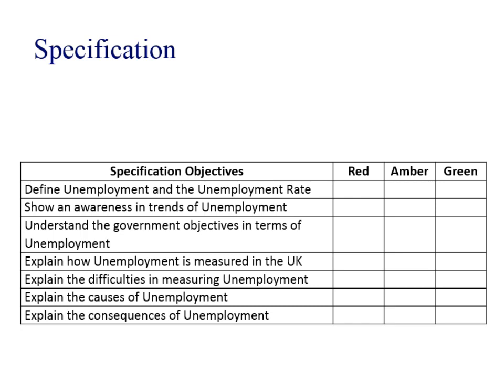We need to understand the government objective in terms of unemployment, explain how unemployment is measured and explain the difficulties in measuring unemployment, explain the causes of unemployment and the consequences of unemployment. There's also another specification objective, which is to evaluate the different kinds of macroeconomic policies or government policies for dealing with unemployment, so the benefits and problems of using fiscal policy, monetary policy, supply side policies to deal with unemployment. I'm not going to do this in this presentation, but I do it in the individual fiscal, monetary, supply side presentations.